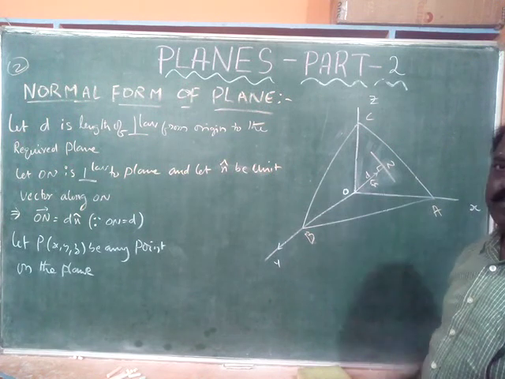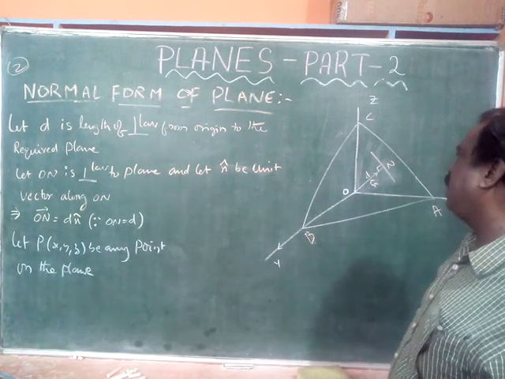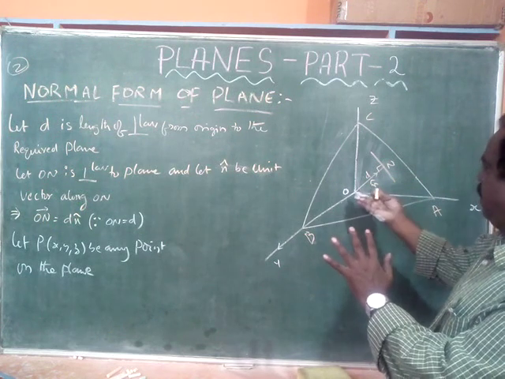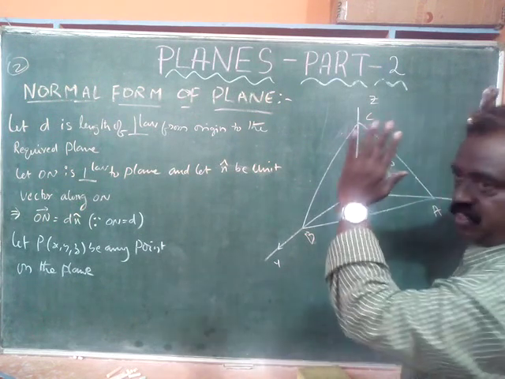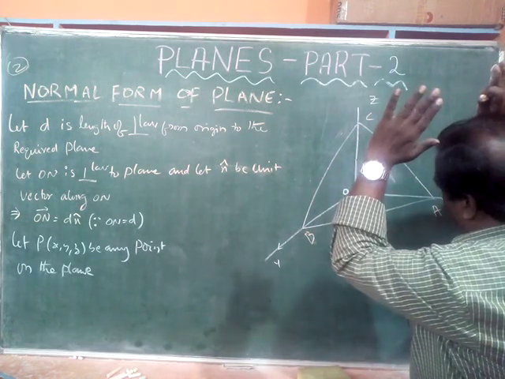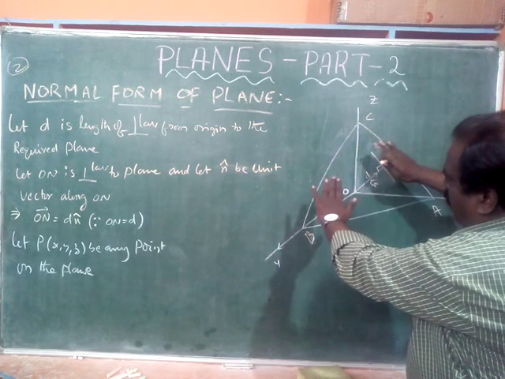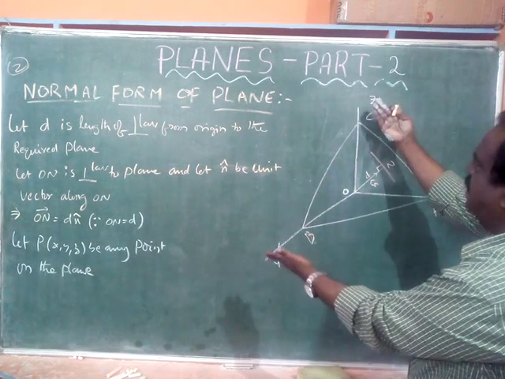That is the question. Once again, hear me clearly. A plane, with x-axis, y-axis, z-axis. A plane, that means a pad, a surface. It is placed on the x-axis at A, y-axis at B and z-axis at C.